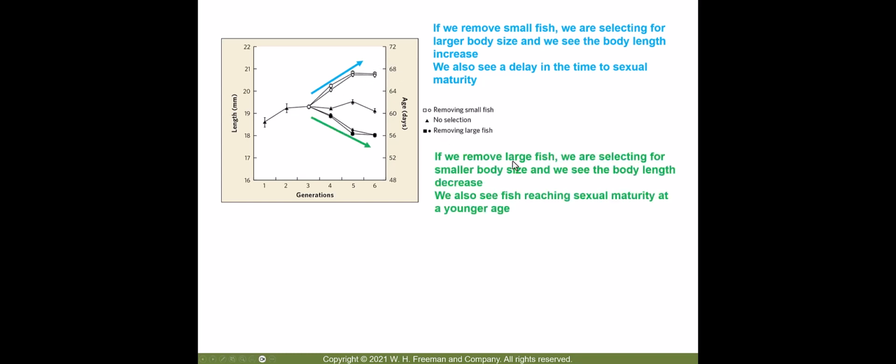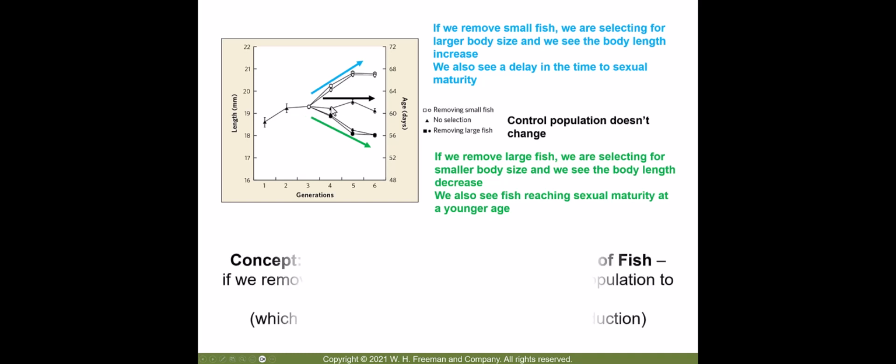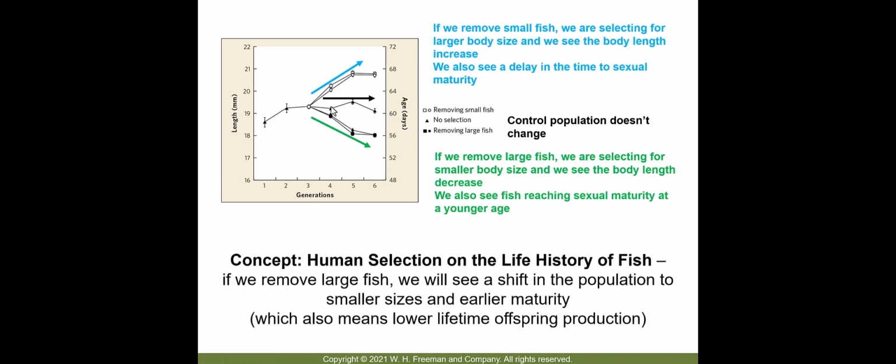If we remove large fish, we're selecting for smaller body size, and so we see on average the population gets smaller, average individuals get smaller, and they also start to reach sexual maturity at a younger age. So here we're selecting for earlier age at maturity and smaller body size because we've removed the large ones. Here, because we removed the small ones, we're selecting for those individuals that have larger body size and are delaying their maturity till later. We have our control group. The population didn't change. We didn't put selection on it. It's staying the same.